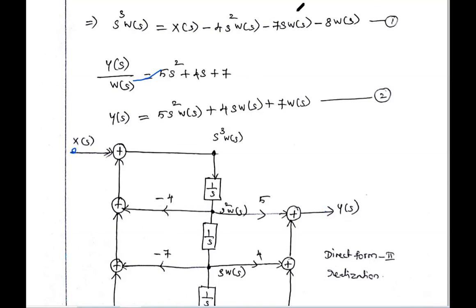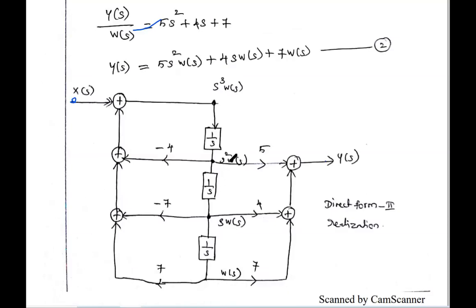Okay. Similarly, you see the third term. What is the third term? Minus 7 s into W of s. Already at this point we are having s squared W of s. So from s squared W of s, we have to obtain s into W of s. So how to obtain? Once more, this s squared W of s, you give it to one more integrator, 1 by s. So if you are applying one more integrator, what is the answer? S squared W of s multiplied with 1 by s. So what is the answer? S into W of s.